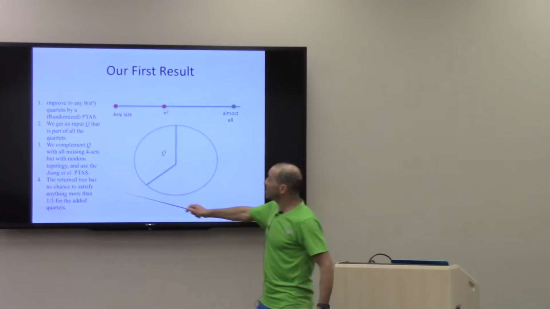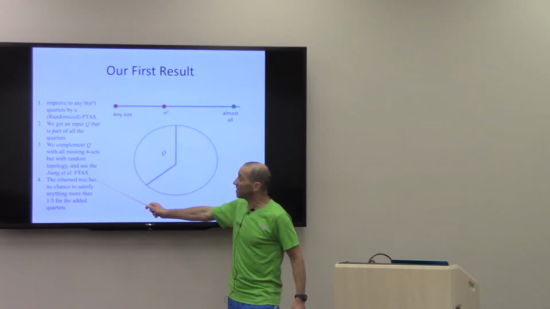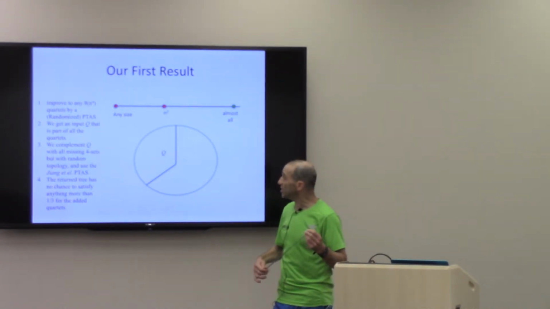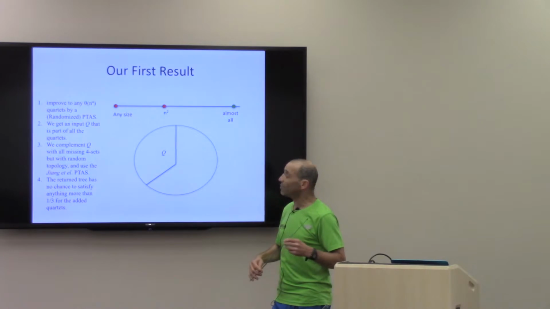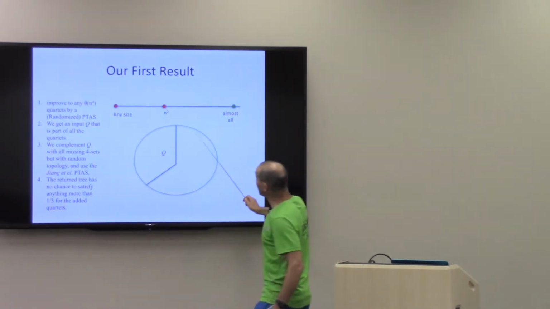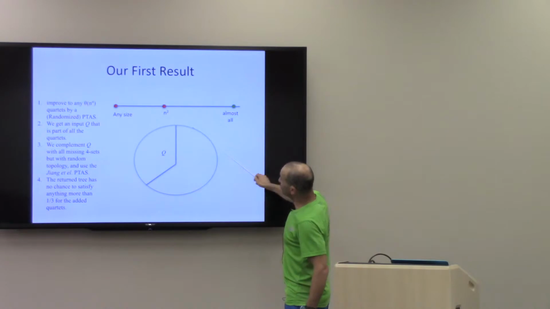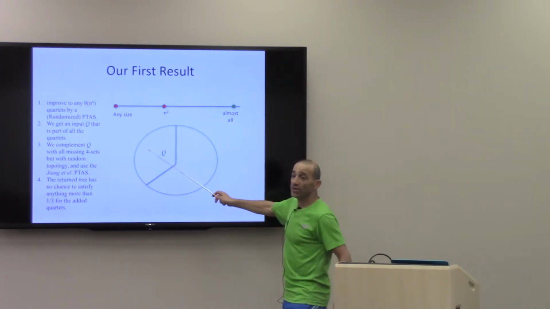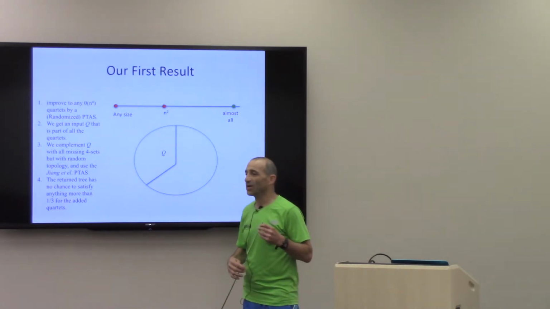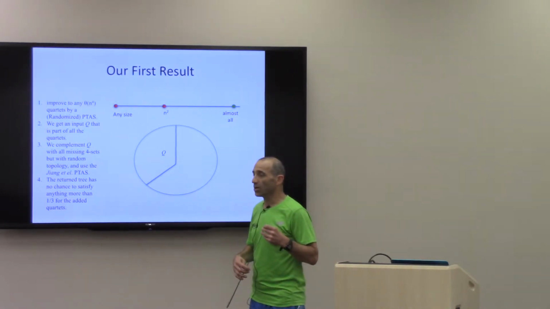And now I simply run the PTAS of these guys. Now the PTAS is committed to return me a 1 minus epsilon approximation, okay? So the returned tree has no chance to satisfy anything better than that, all the 1 minus epsilon. Yeah, did the PTAS require that all the quartets be consistent?